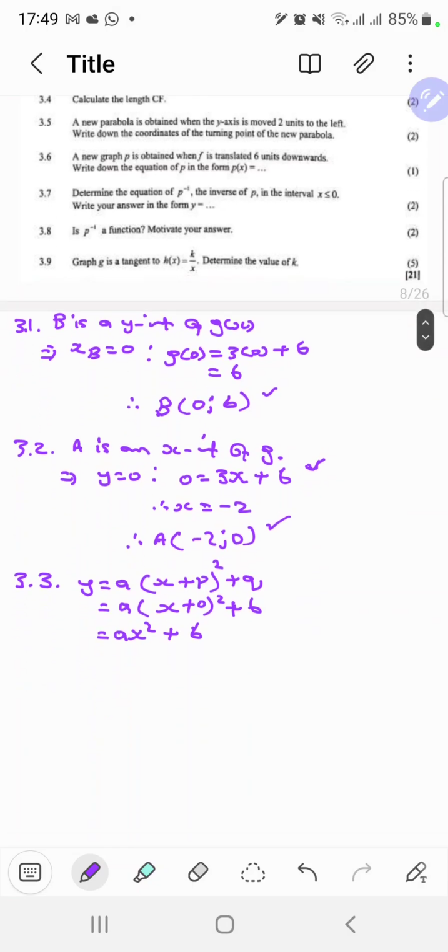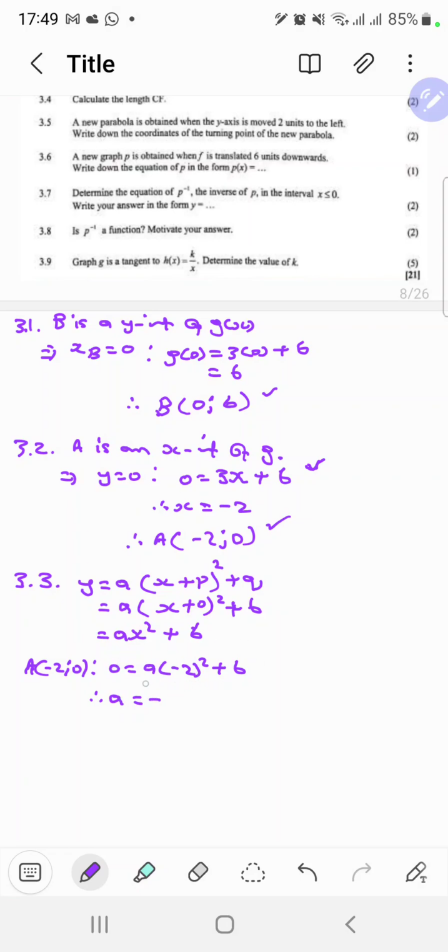Okay. So what do we do? Now we can use another point through which this graph passes, which is minus 2 and 0, such that we have 0 equals a into minus 2 squared plus 6. And it follows that our a is going to be minus.